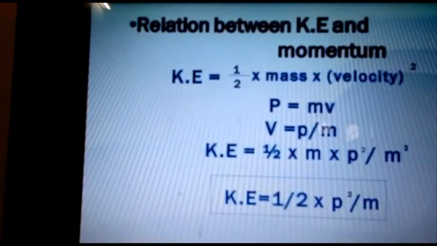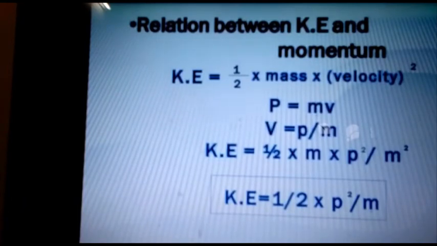Students, you have already learned about momentum, which is a physical quantity and can be found by the product of mass and velocity. Here we will find the relation between kinetic energy and momentum. Just now we have read about kinetic energy, that is kinetic energy equal to half m v square, and momentum P equal to m into v. From this expression we have v is equal to P by m, means momentum by mass.